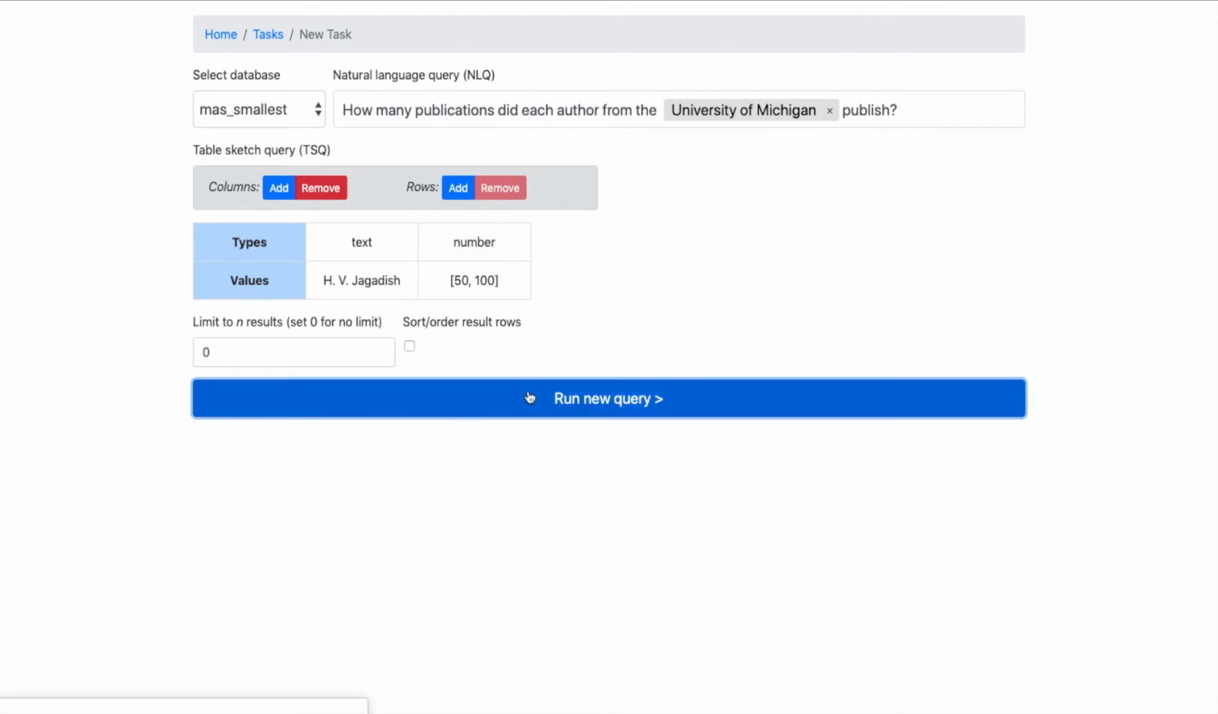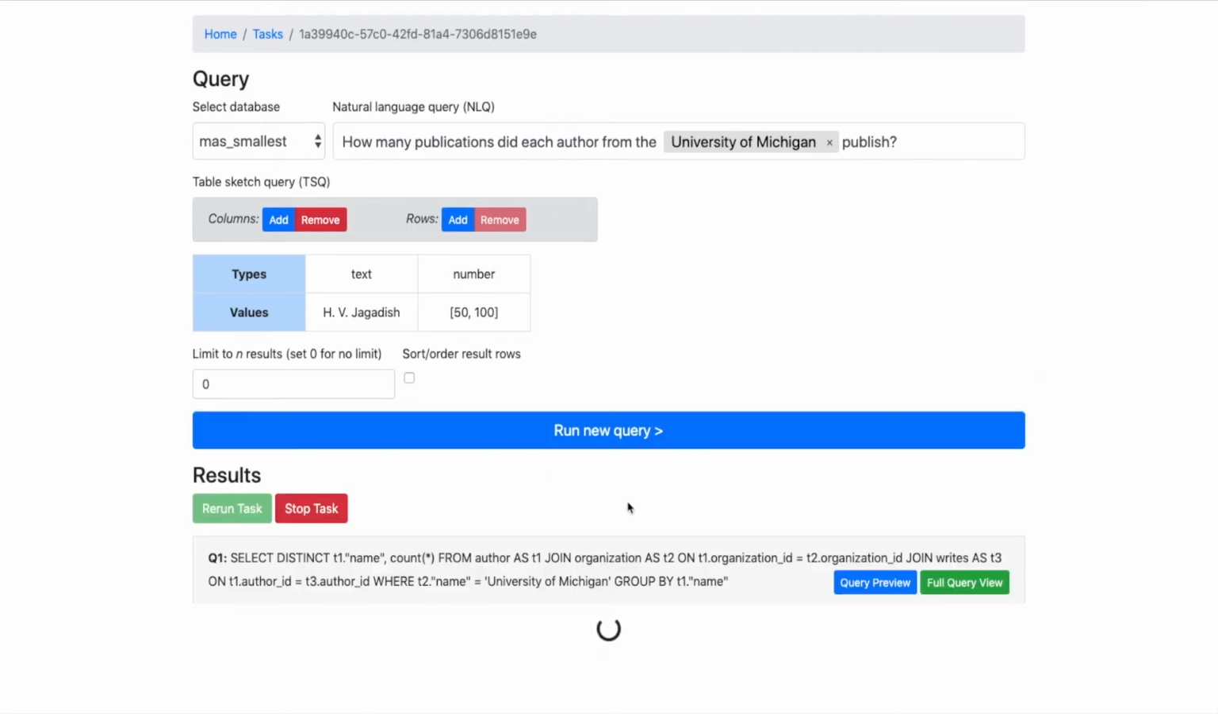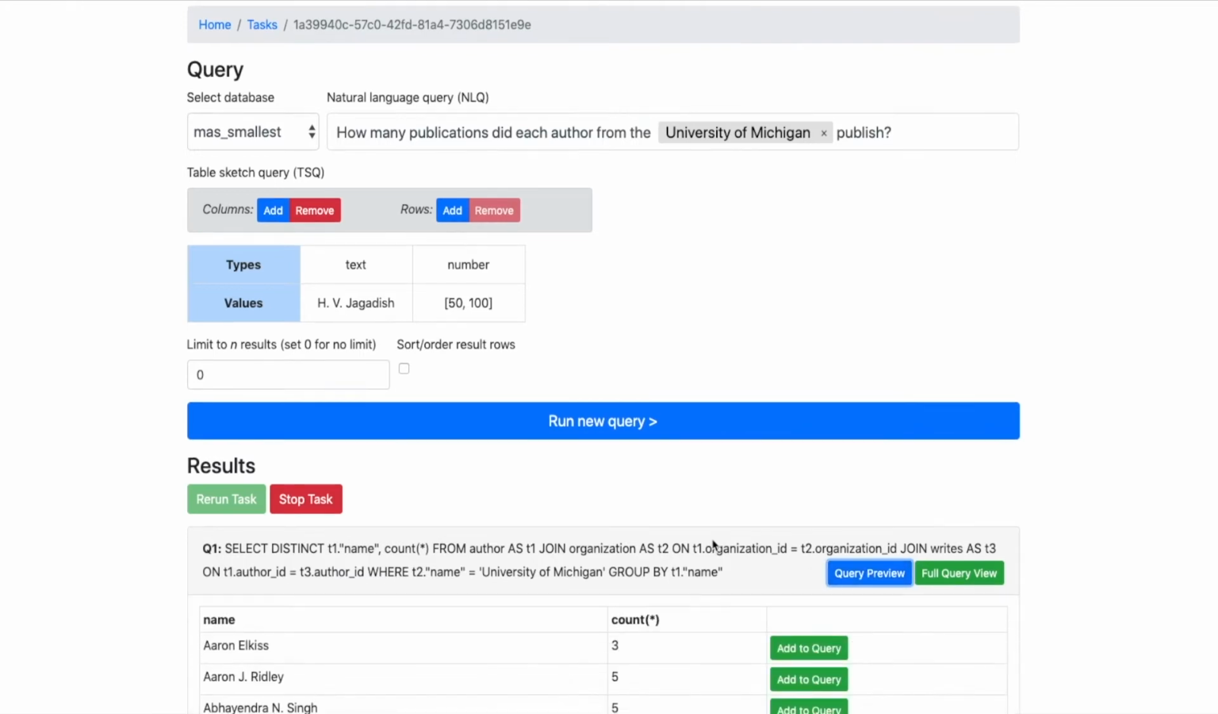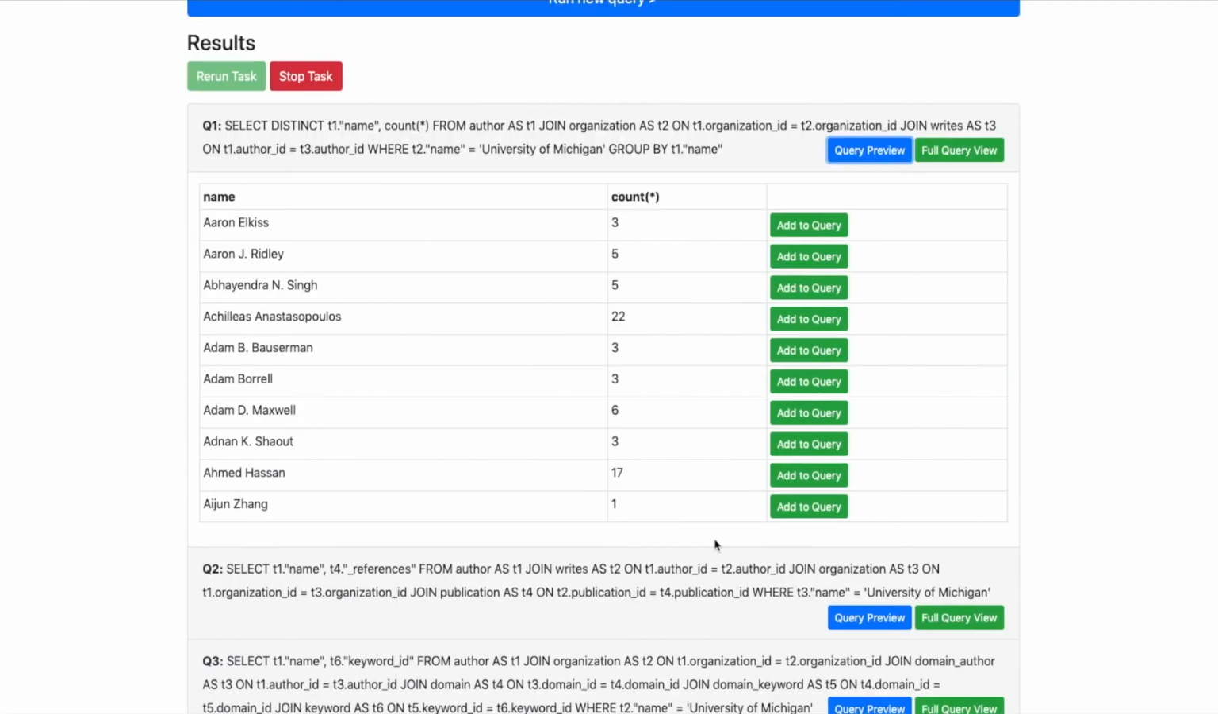The user then executes this specification. The results appear one by one in order of most to least confidence. The SQL appears complex to an untrained user, so as an eyeball test, they can preview the results of executing the query. The first query appears to be correct, and the user's task is now complete.